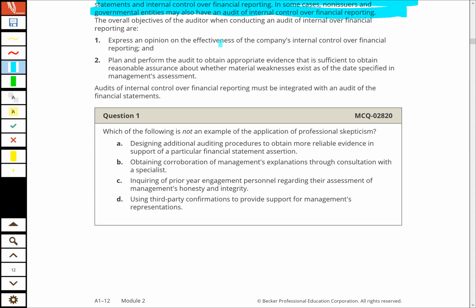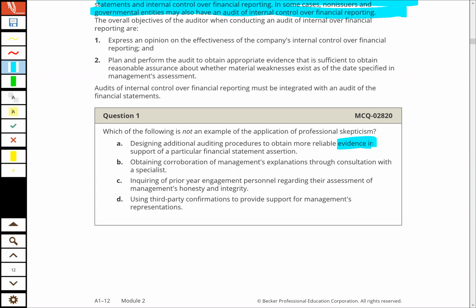So we say, which of the following is not an application of professional skepticism? Designing additional procedures to see if we can get more reliable evidence, that is very much focused on evidence, right? So that's going to be an application of professional skepticism. So that's not the right answer.